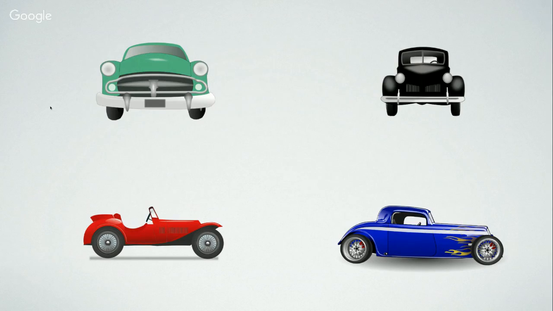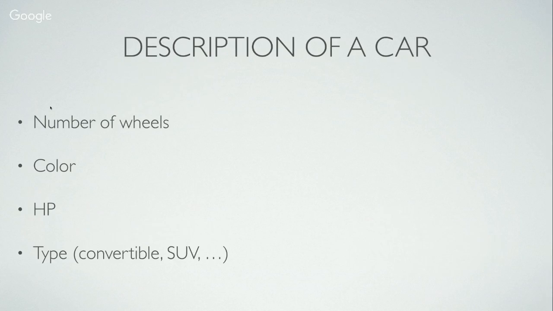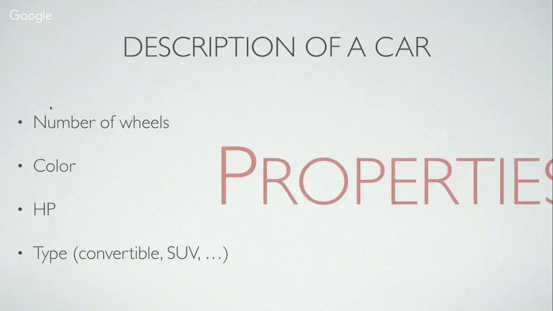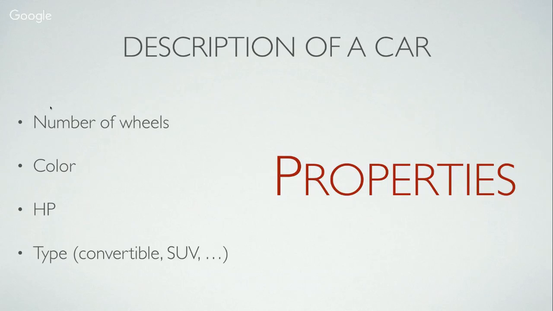They are different in color, but they have some things in common, like the number of wheels or their basic functionality, like accelerating or braking. So if we were to think about those properties a little more in detail, then we could get a description of a car. And we could say that a car is made of a number of wheels. It has a specific color, it has a specific amount of horsepower, and there is, of course, a type, like sometimes it's a convertible, sometimes, for example, it's an SUV. And those things, this is what we call properties in object-oriented programming.